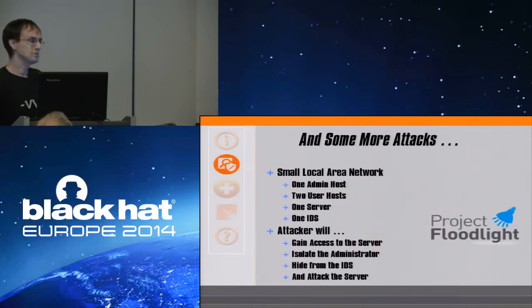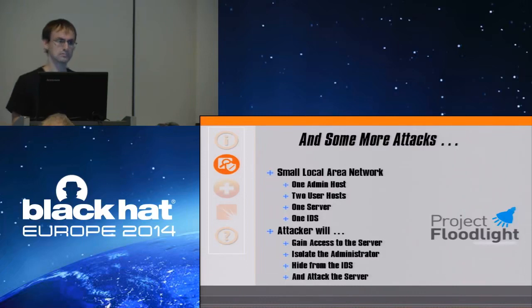All right, now so once we found our network and we have the lay of the land, same network, the attacker then can grant himself access, isolate the administrator. I mean, it's only fair, right? Hide from that IDS. I'm going to make a little blind spot in that IDS, and that leaves us free. Not you, of course. You won't do this. Free to attack the server.